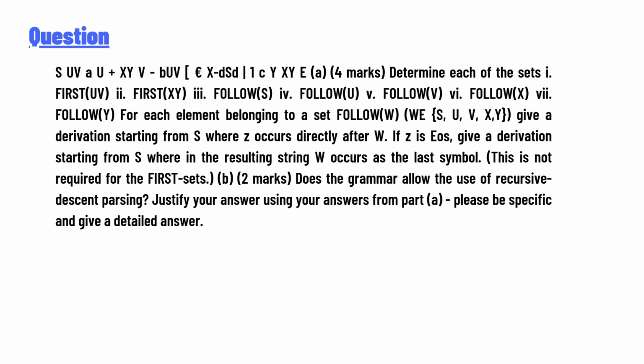Give the derivation starting from S where Z occurs directly after W. If Z is EOS, give a derivation starting from S where in the resulting string W occurs as the last symbol. This is not required for the first sets. Part B, 2 marks. Does the grammar allow the use of recursive-descent parsing? Justify your answer using your answer from part A. Please be specific and give a detailed answer.